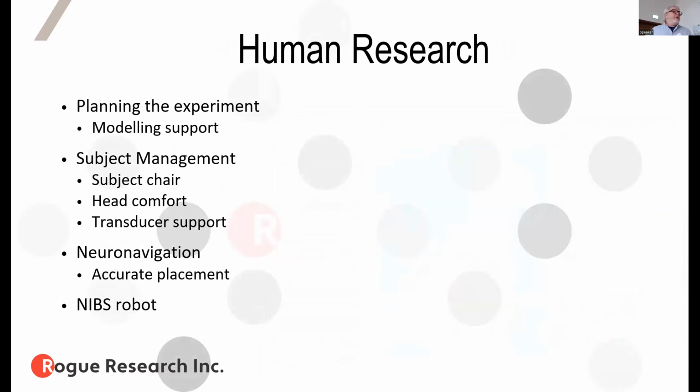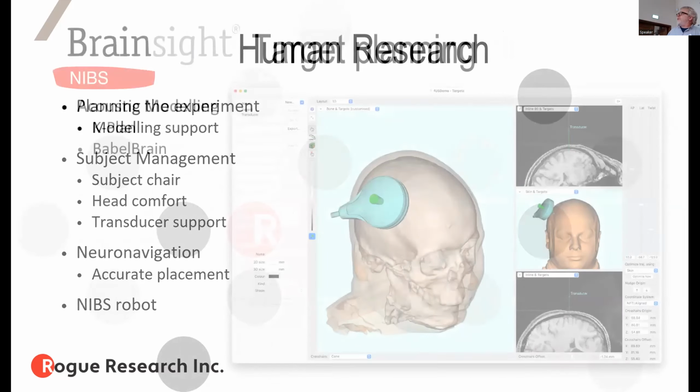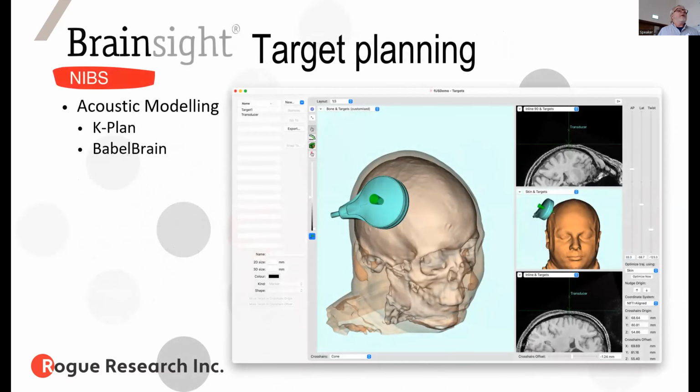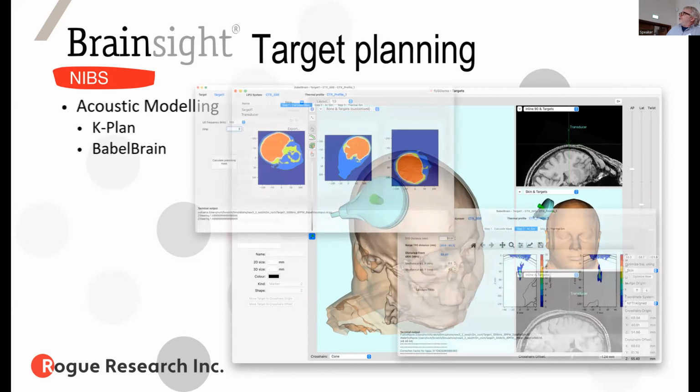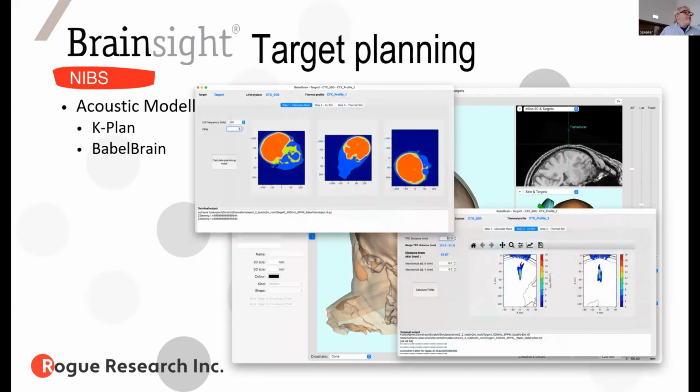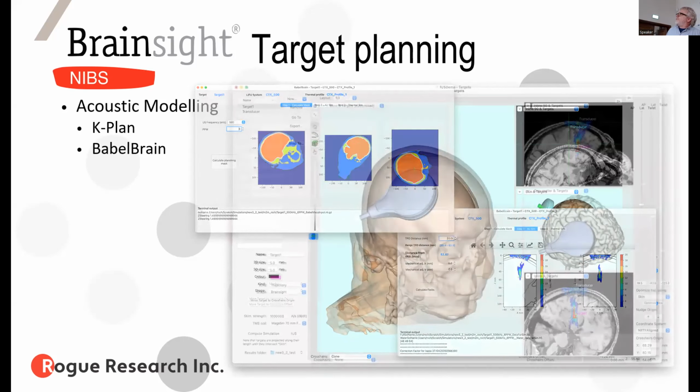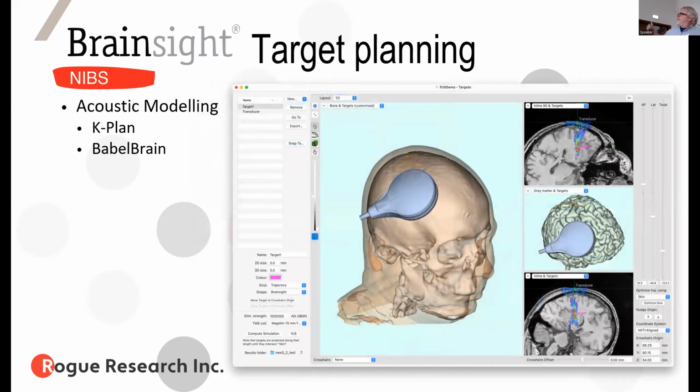On the human side, it's similar in some ways. As I mentioned, we've incorporated modeling support, so BabelViscoFDTD and k-Plan. You can use the familiar BrainSight workflow, but then you can incorporate this new capability into it. Right, so there's the planning step. In addition to that, here's an example using BabelBrain. So the masking and then the actual simulation. And then, of course, you can display it in the software.